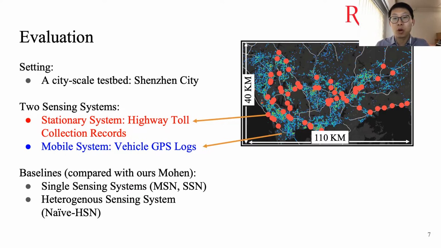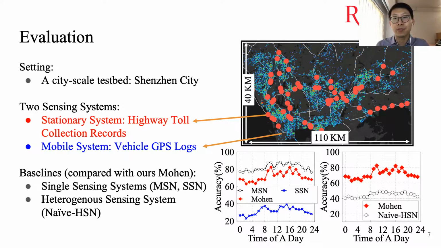We compare our model with three baselines. Two of them are based on single sensing systems, and one is based on the fusion of two systems. The results show that our model is better than the baselines of using the stationary sensing system alone and the naive fusion of two systems. And we also find the performance is competitive to the Oracle model based on the mobile sensing system.